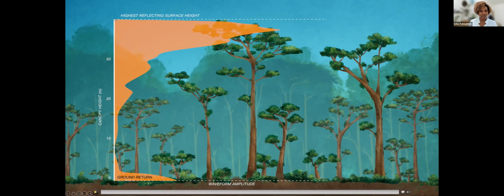So you essentially have this shape here that looks kind of like a wave that tells you where there is vegetated material, where there's vegetation. So when you look at a waveform like this, for example, you see, oh, there's a tall tree, there's a lot of reflection happening here. So it means that you have a tall tree with lots of leaves, most of the canopy is up top.